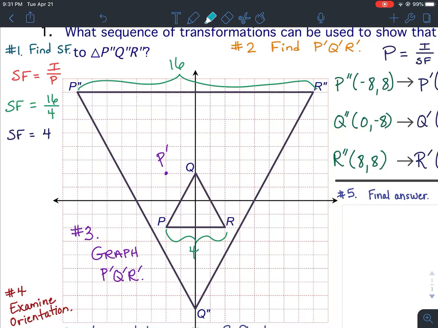Bellwork 21A, question number 1, part 2. You've already completed steps 1, 2, and 3. Step 1 was to find the scale factor, 2 was to find points P prime, Q prime, R prime, and then 3 was to actually plot and label those points.